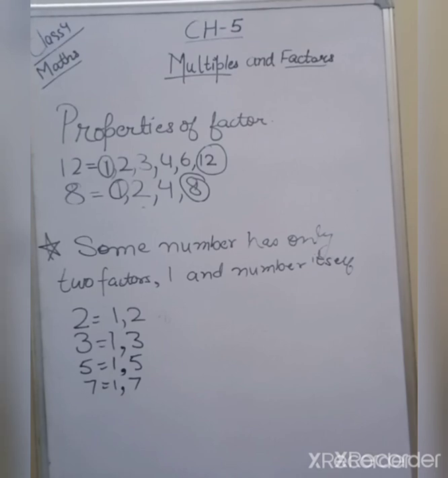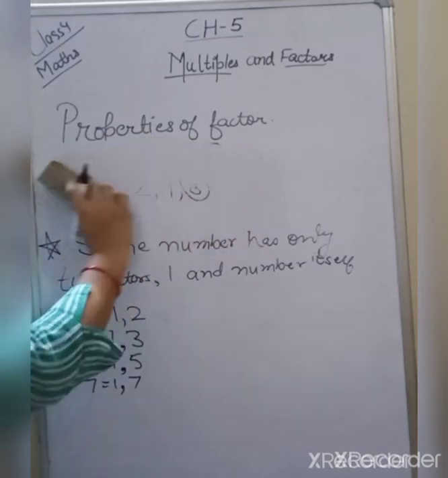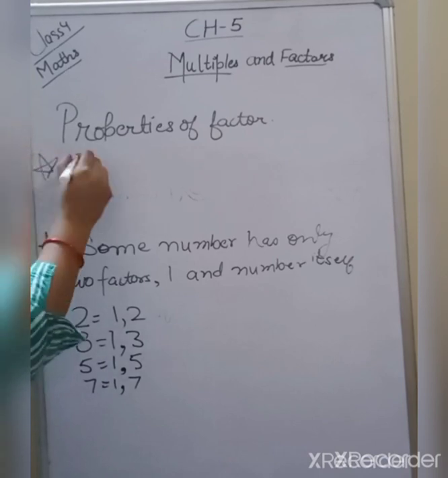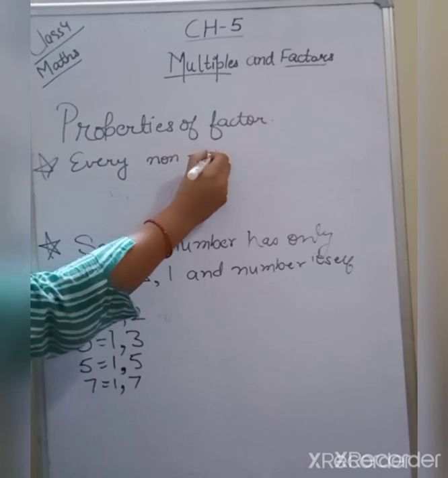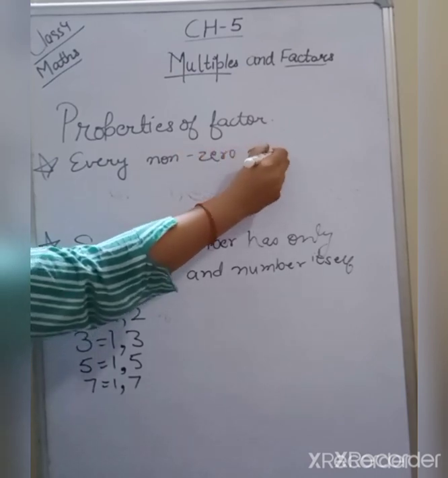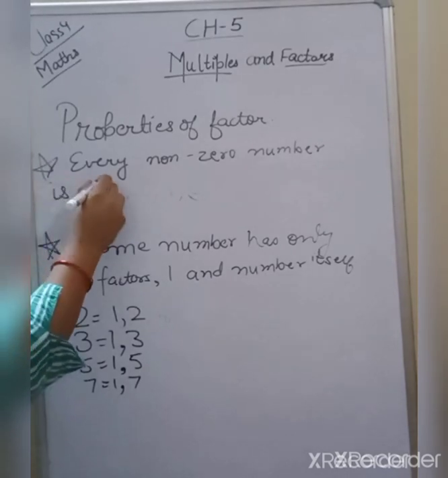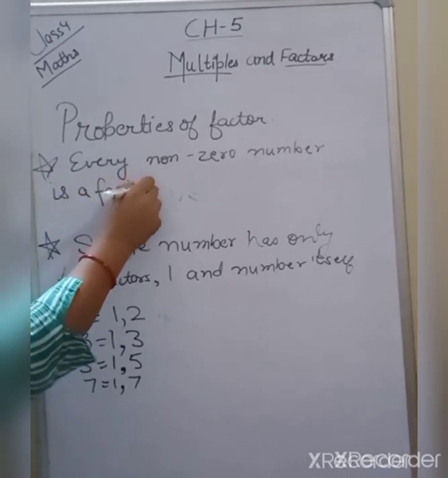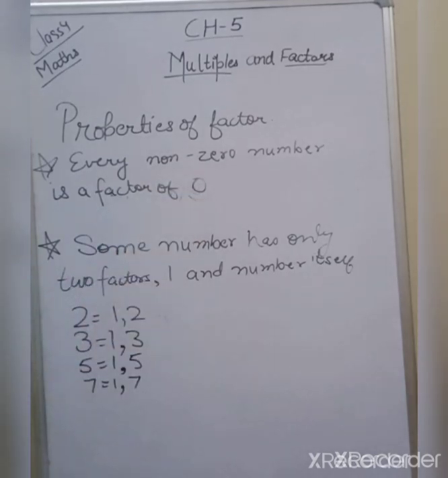So, what is the last property? Every non-zero number is a factor of 0. Okay. What is the last property? Every non-zero number is a factor of 0.